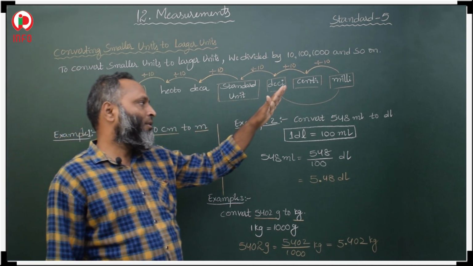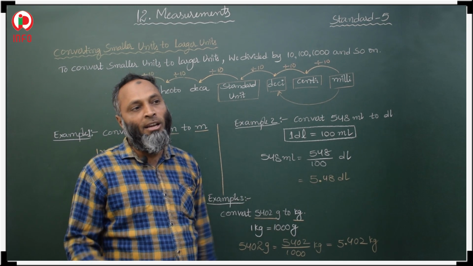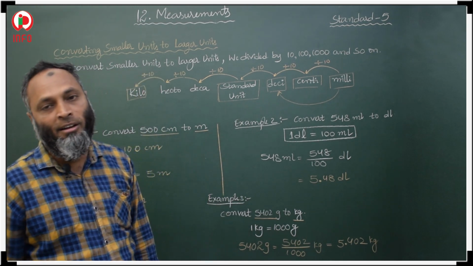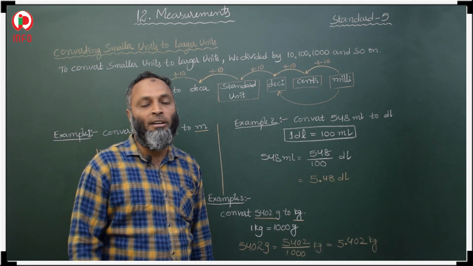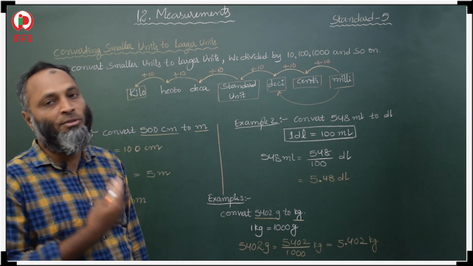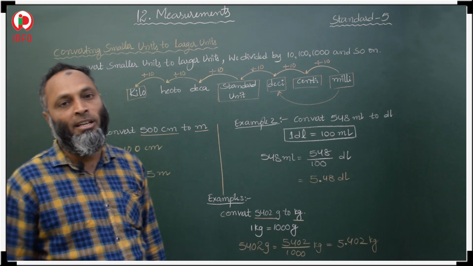So in that way, first we should think how to convert. Either it is moving from right to left or left to right. If right to left, we should divide. It means smaller to bigger, so we should divide. Then see how many places it moves, and according to that we should divide by that number.